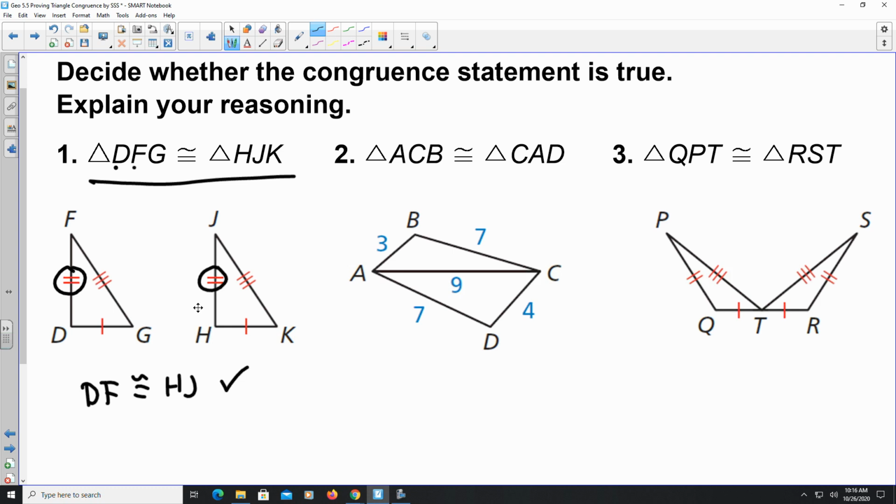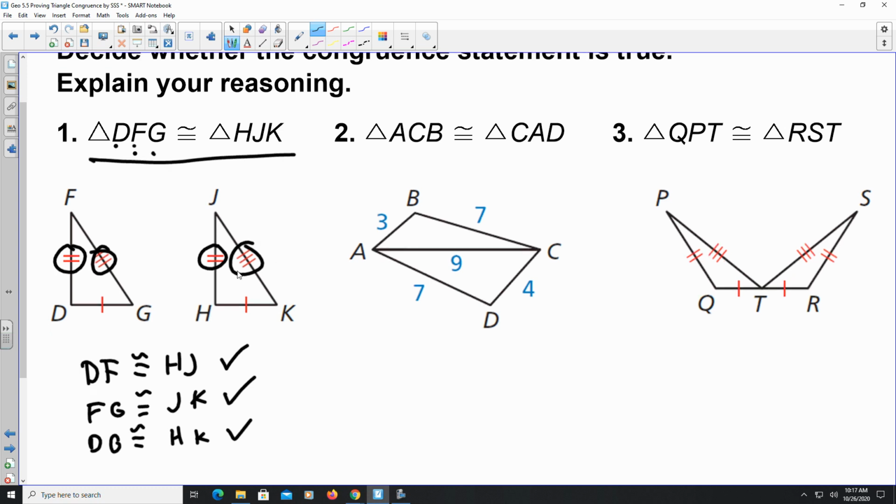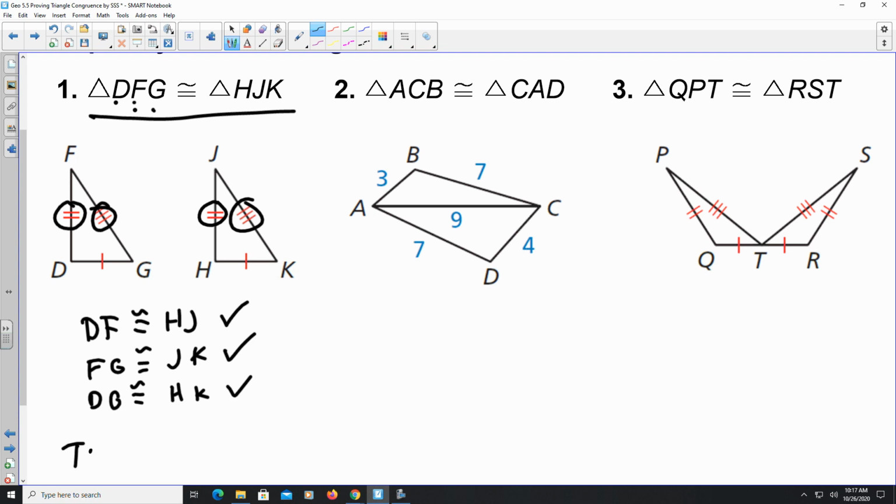Now let's take a look at 2 and 3. FG, is that congruent to JK? 3 and 3 marks, checks off. Then 1 and 3, so DG is congruent to HK, 1 and 1, checks off. So the explanation in this one is that this is true because the corresponding sides match up.